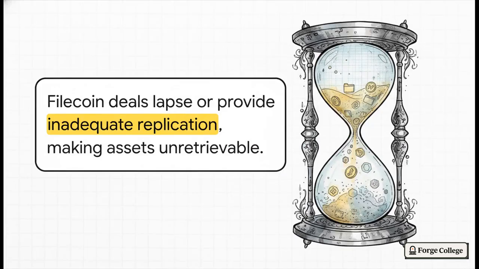Our final attack vector isn't some sudden, dramatic, Hollywood-style heist. It's actually a slow, quiet leak, Filecoin deal expiration. If you're asleep at the wheel, your metadata storage deals can just lapse, and your digital assets vanish into the ether over time.